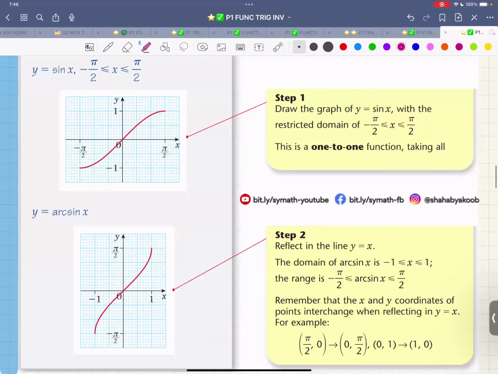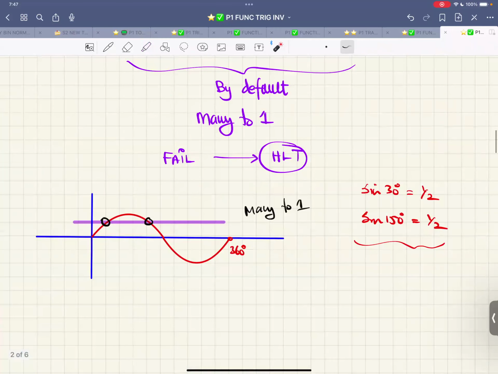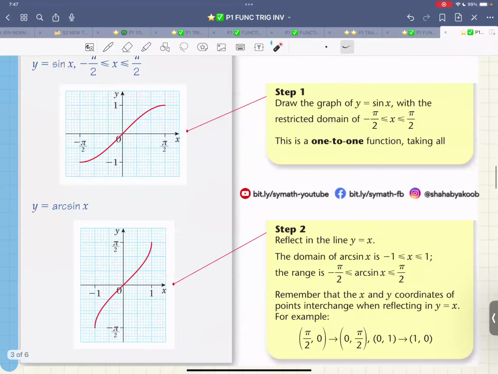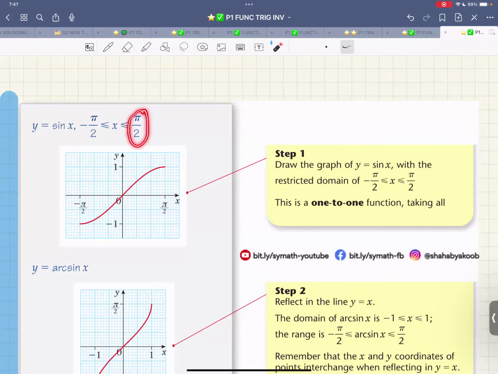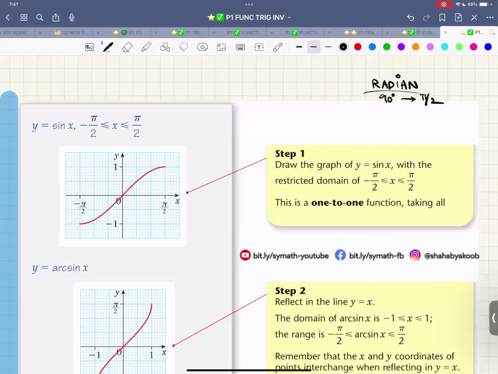Now let's look at this. First of all, this is y = sin x. It's from 0 to 90, and this keeps on going. This is 0 to negative 90. That means negative 90 to 90. This is a one-to-one function. So 90 degrees in radian form is pi by 2, and negative 90 degrees is negative pi by 2. We know that 180 degrees is written as pi.